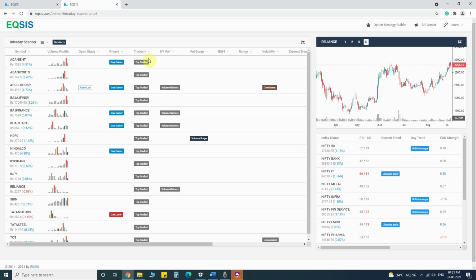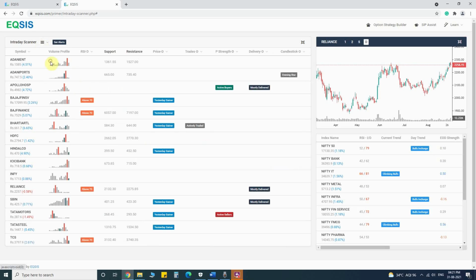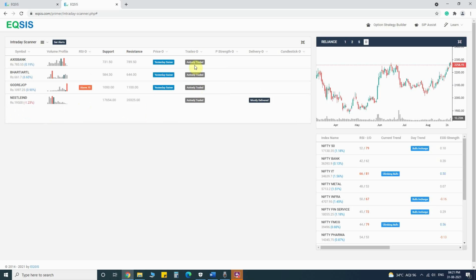But if you want to know what stocks were traded heavily yesterday, it may not be there as intraday columns, but it must be there in the EOD columns. So if I go to EOD columns, you can see trades-D, that is yesterday on a daily chart. If this stock is heavily traded, this is actively traded. Why is this important? Because as a day trader today, I'm interested in stocks which gave a breakout yesterday.